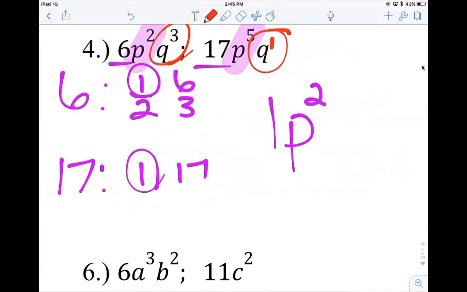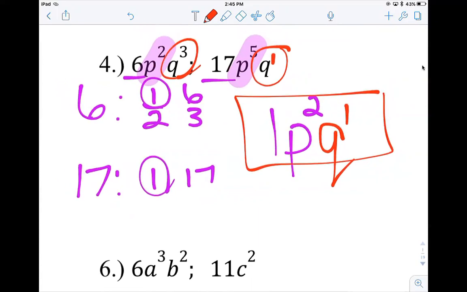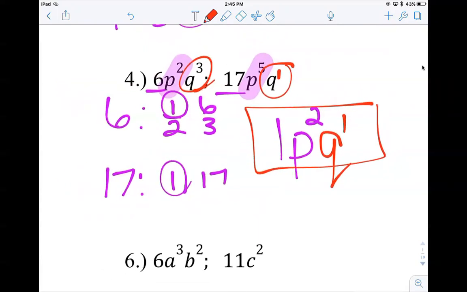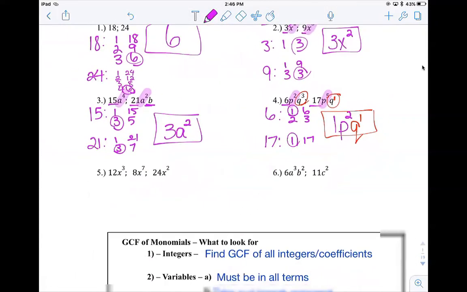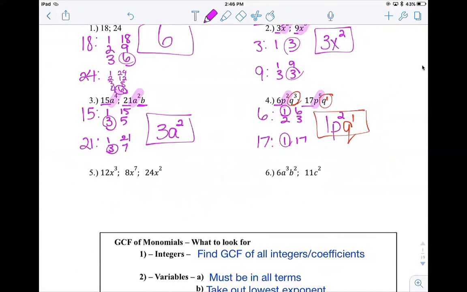So we're going to take out the smallest one, which is just q to the 1st power. So our GCF is 1 p squared q. So taking out the number that they have in common, the highest number they have in common, and then our variables, if they have the same variable, we're going to take out that smallest value, which I know is kind of confusing because you're like, what's the greatest? But you're actually taking out the smallest, but that's only for the exponent.